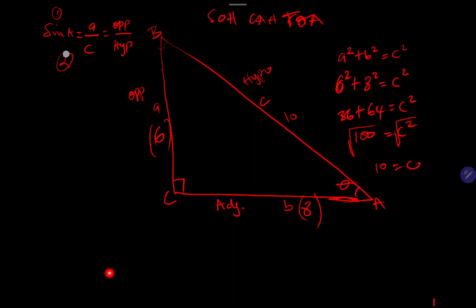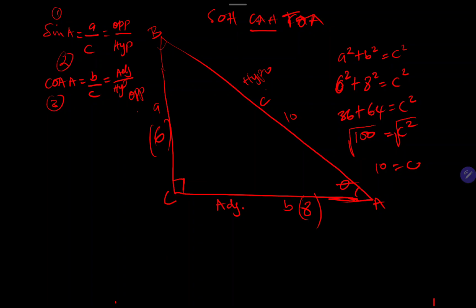Number 2, we have cos A, which will be equal to what? Cosine is adjacent side over hypotenuse. And what is the adjacent side here? Here, B will be equal to B over what? Over hypotenuse, C. So this is adjacent over hypotenuse.